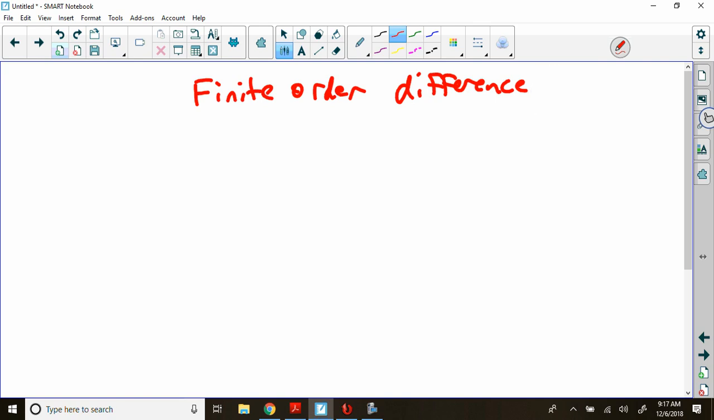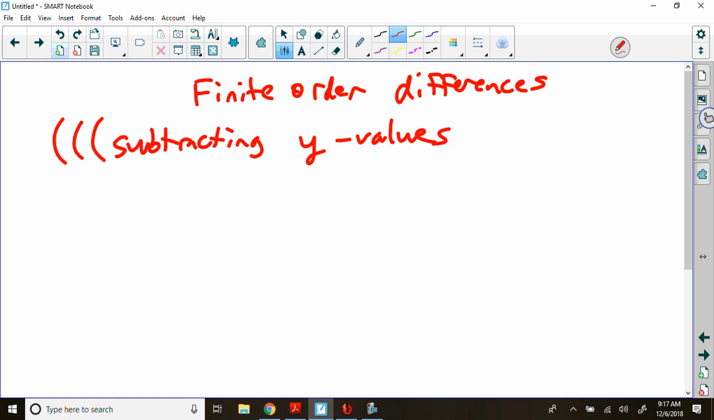The gist of what we're going to be doing here is we're going to be subtracting y values. That's kind of the overview of the essence of this. We're just going to look at y values and subtract them. I got to be honest with you, my first 5 years of teaching Algebra 2, I skipped this because I didn't understand it. But I'm going to do my very best to explain it in a way that makes perfect sense.